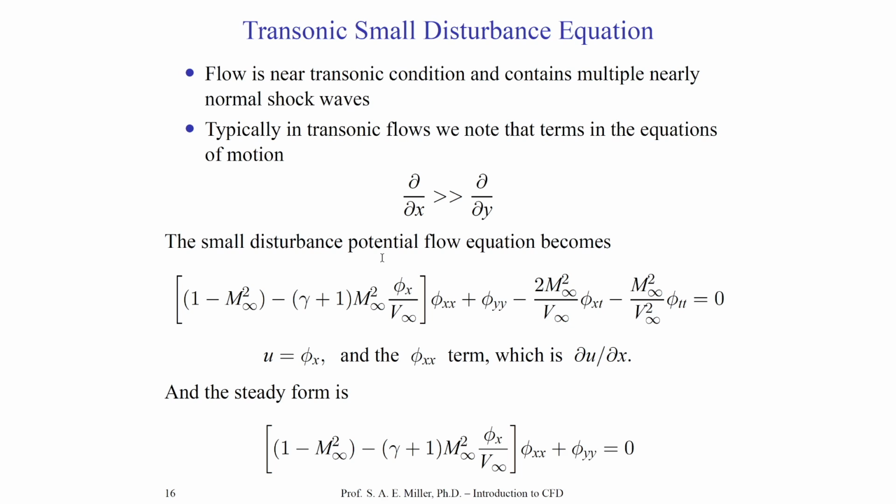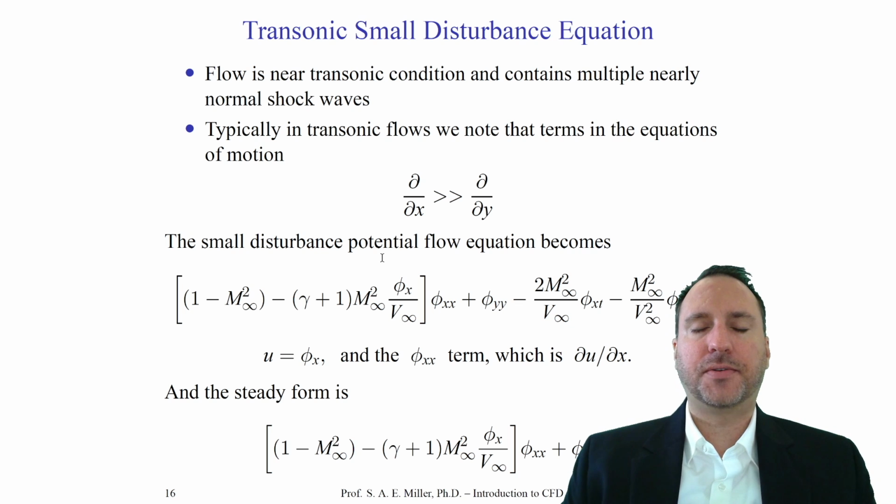We'll say now that the small disturbance equations are located near regions of transonic flow. That is, the Mach number is near 1. It could be 0.9 or 1.1, somewhere in that range. The range of transonic flow depends on the particular vehicle and the atmospheric properties. So we'll say the flow for now is transonic, and it will contain perhaps multiple shock waves which are close to being normal shock waves. That means that the face of the shock wave is normal relative to the flow direction.